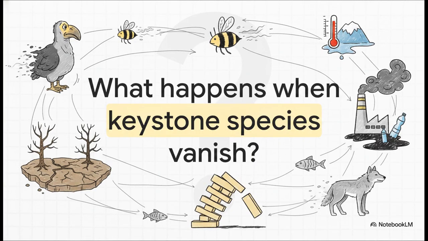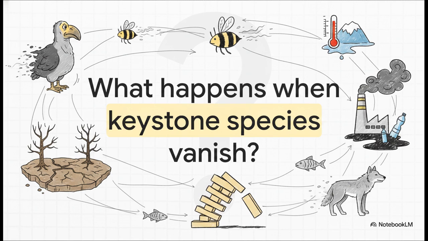Adaptation takes time, and right now, for a lot of species, time is running out. Extinction is the permanent disappearance of a species, and today it's largely driven by habitat destruction, pollution, and climate change. Just like the dodo bird, once a species is gone, it is gone forever.